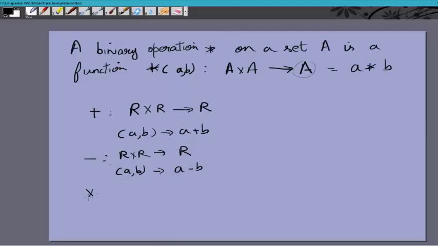For multiplication, again you go from R cross R to R. The reason we are writing R cross R to R is that there are two elements here, both from the set R, and you only have one element as the output, which is also an element of the set R. And you have (A, B) is equal to AB, or A multiplied by B. Now, the thing with division is, first let's just write R cross R to R, (A, B), which is A by B.